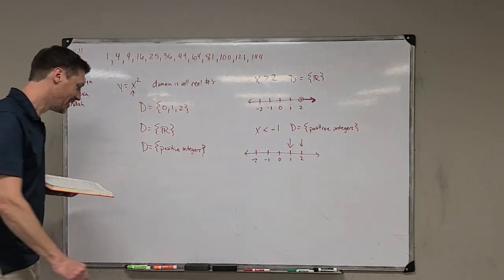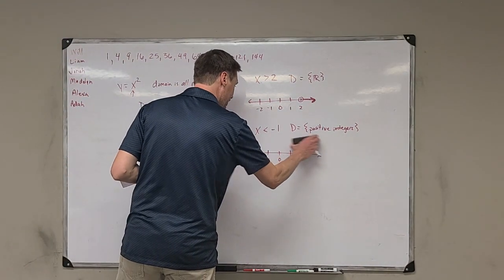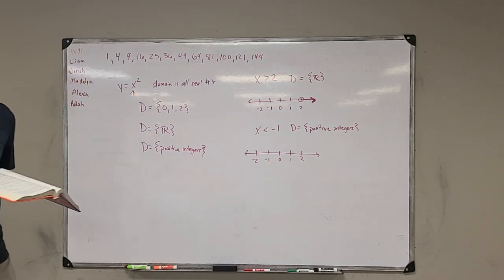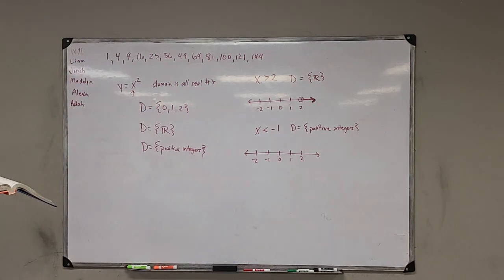There are not, right? So there's no way to graph this. There's no graph for that, right? There's no value that matches that. So this one's kind of a trick one.